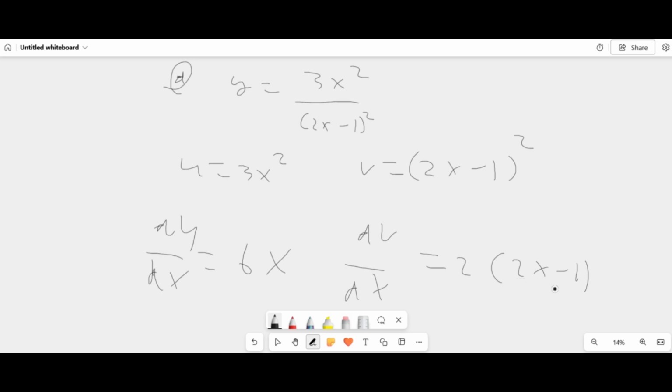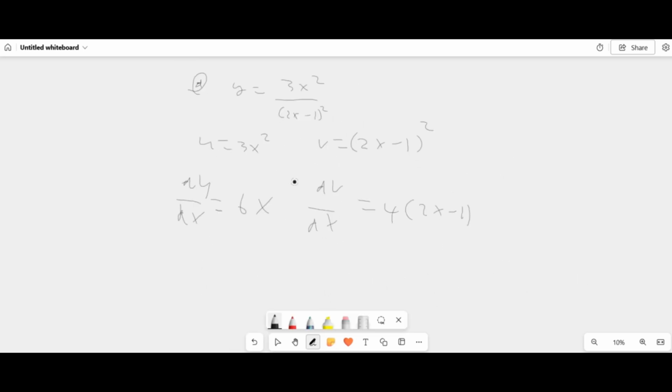And obviously also differentiate the inside as well, which is going to be 2 times the 2 outside, which is going to be 4. So that's 4 open bracket, all of that, using the chain rule. No problem. So now what you want to do is u'v minus uv'. That's going to be 6x (2x - 1) to the power of 2, take away, then that times that, 4 times 3 is 12, so that's 12x squared (2x - 1).